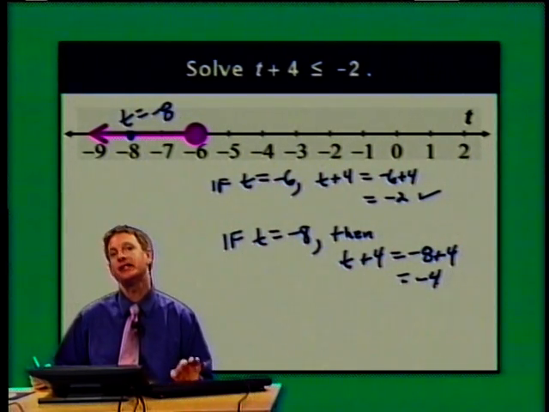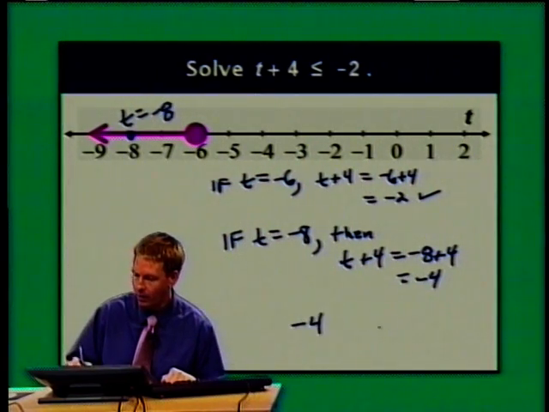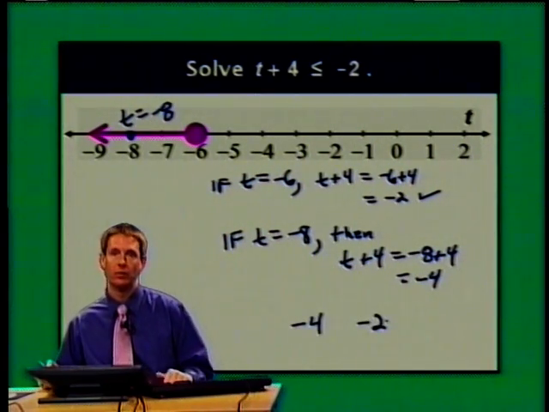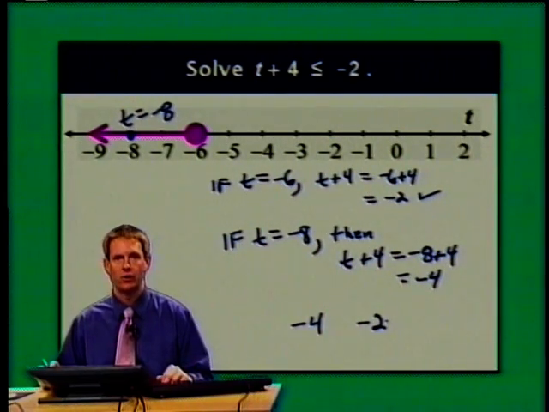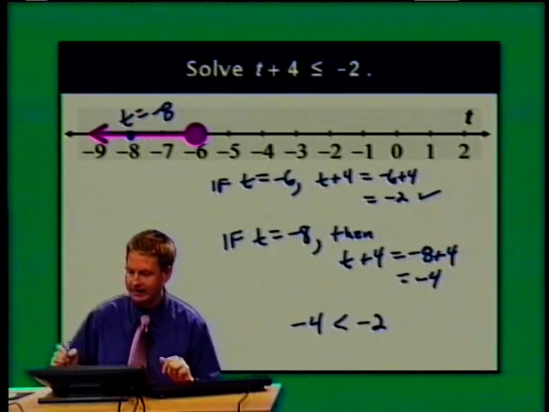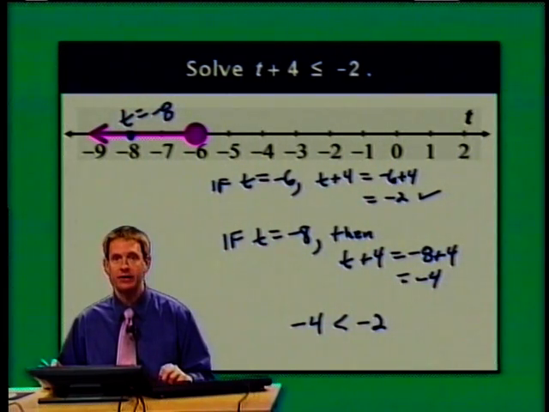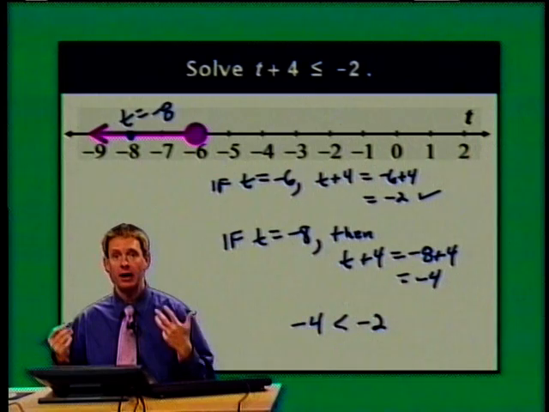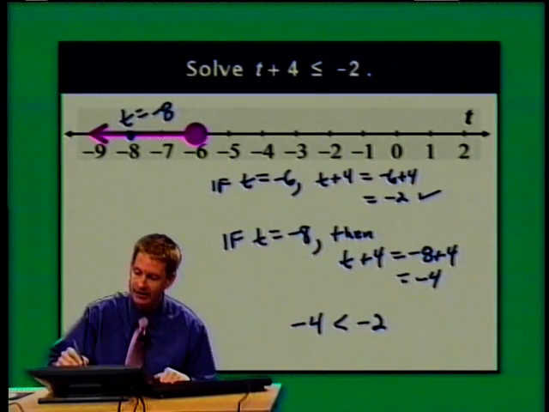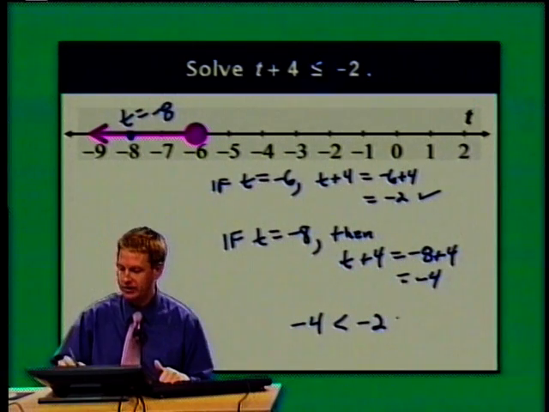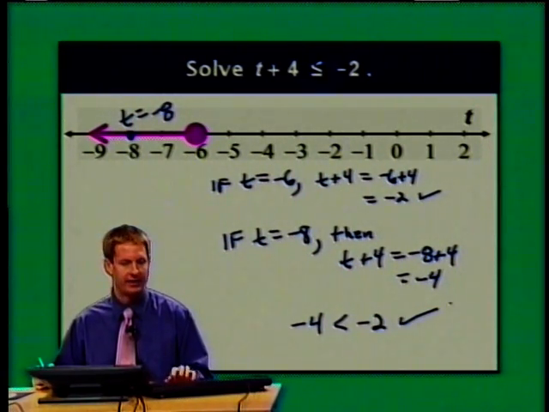I'm not done with my check yet. I need to check the sense of the inequality. How does negative 4 compare to negative 2? Well, on the number line, negative 4 is to the left of negative 2. So negative 4 is less than negative 2. When t is negative 8, the resultant numbers create an inequality that has the same sense as our given inequality. So this checks. Our solution is valid.